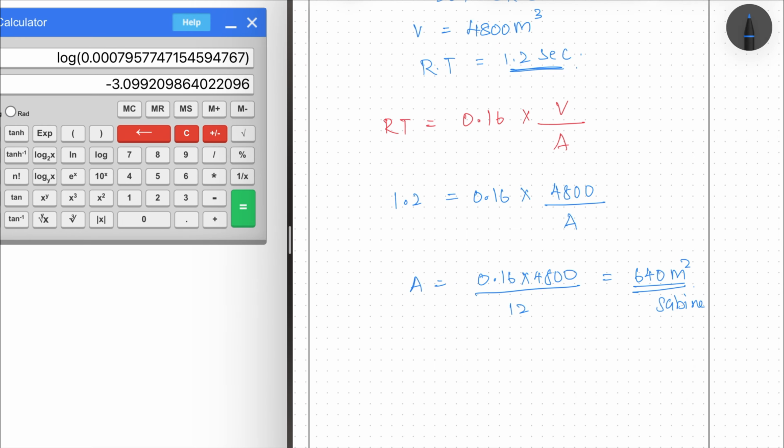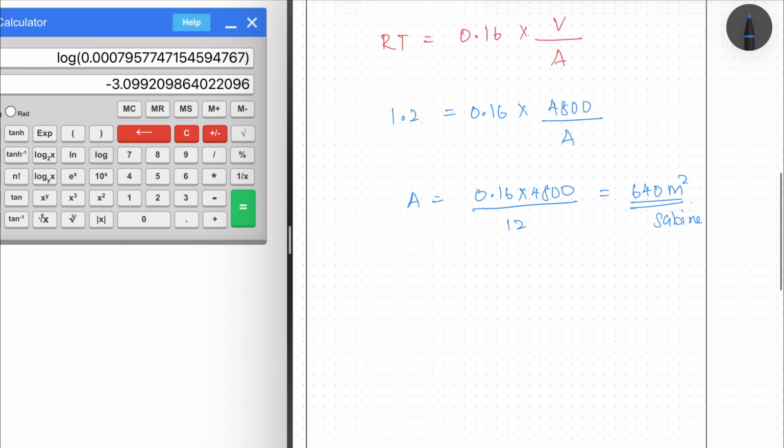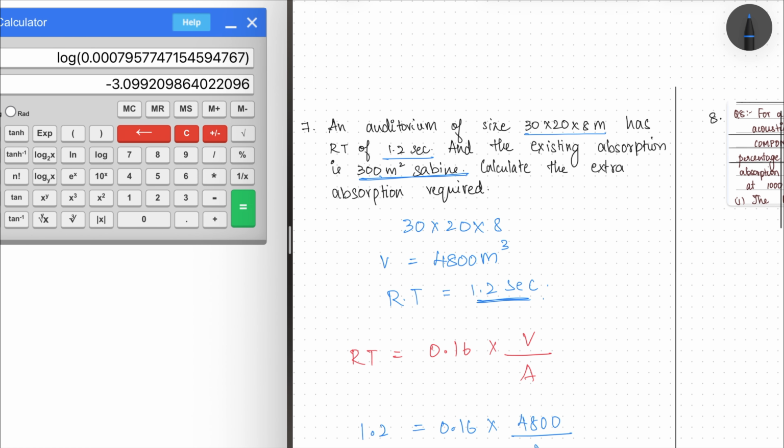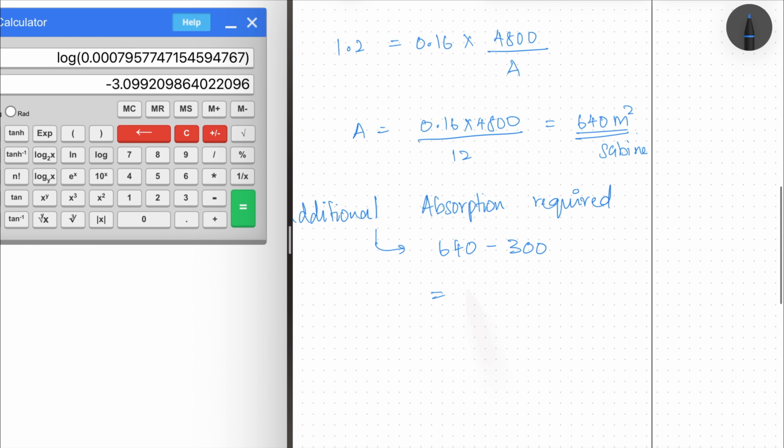But they are asking what is the additional. So additional absorption required is equal to 640 minus 300, because 300 is already existing there. So you subtract it and you'll get 340 meter square sabine. So this is the answer.